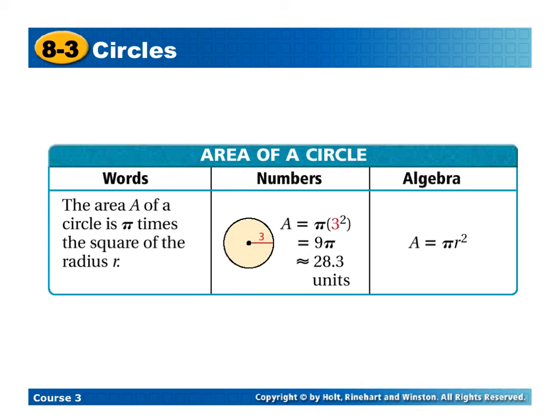Okay? So here is our example. We're going to use the radius. Notice there is no formula for diameter. We only use radius when finding the area. So in terms of pi, it would just be 9 pi because 3 squared is 9. And then our approximation is about 28.3 units.